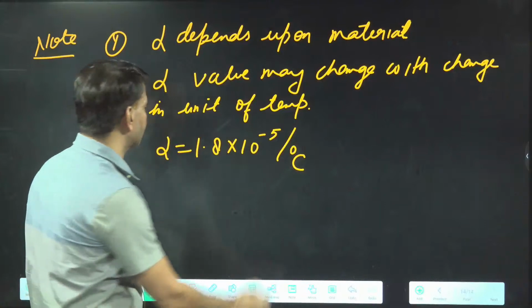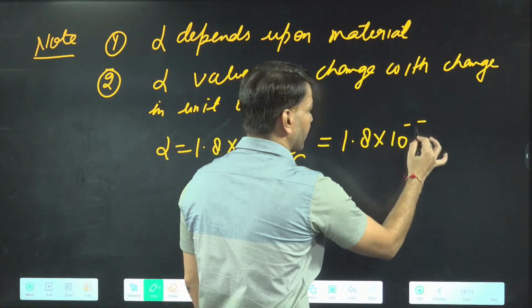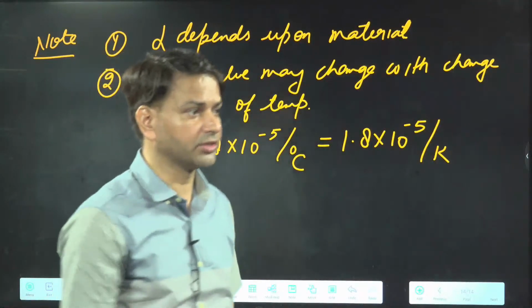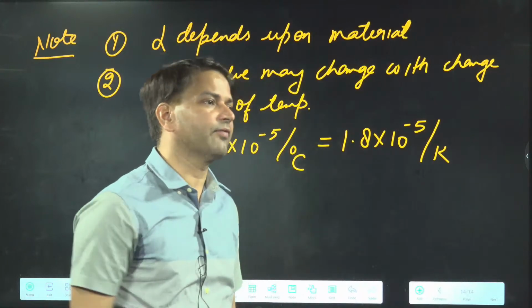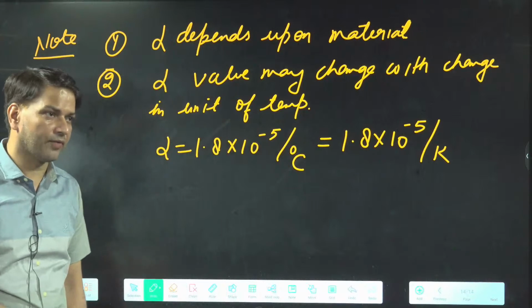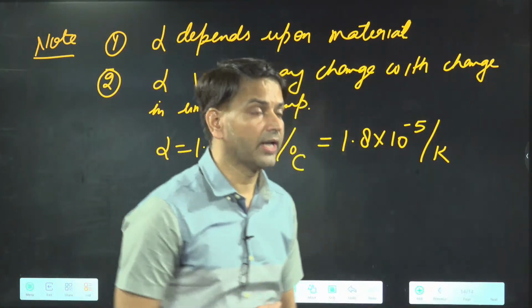Okay, so this I can say what? That is equal to 1.8 into 10 to the power minus 5 per Kelvin. The value will be same. Here the value does not change. But suppose I am asking per degree Fahrenheit, then will it change or not? Then it will change. Why?